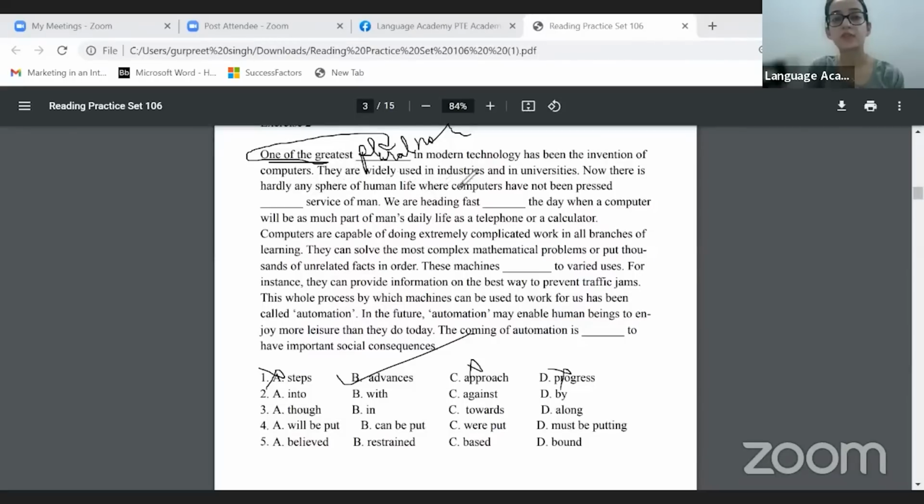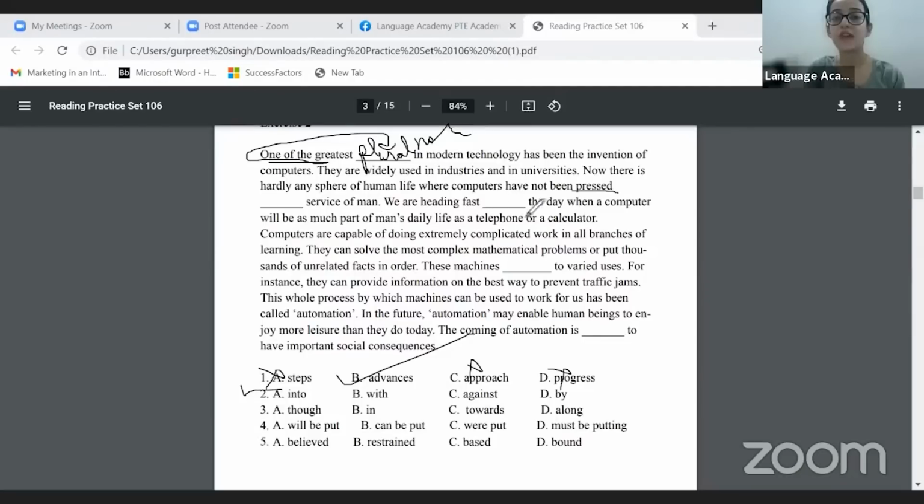They are widely used in industries and in universities. Now there is hardly any sphere of human life where computers have not been pressed dash service of man. This is a collocation. With "pressed", we always go with "into". So those who did not know this, please make a note in your collocation list. Pressed always goes with "pressed into something", and that something is what it is used for. So pressed into, what is the use? Service of man is the use of computers. So that is the meaning of pressed into, and it's a collocation.